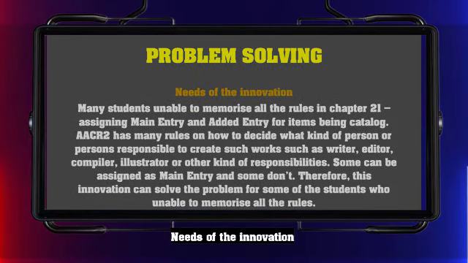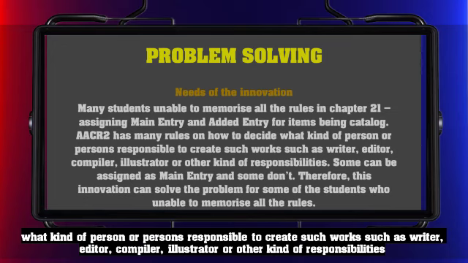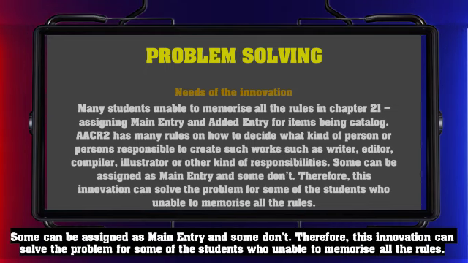Needs of the innovation. Many students are unable to memorize all the rules in Chapter 21. Assigning main entry and added entry for items being catalogued. AACR2R has many rules on how to decide what kind of person or persons responsible to create such works, such as writer, editor, compiler, illustrator, or other kind of responsibilities. Some can be assigned as main entry and some don't. Therefore, this innovation can solve the problem for some of the students who are unable to memorize all the rules.